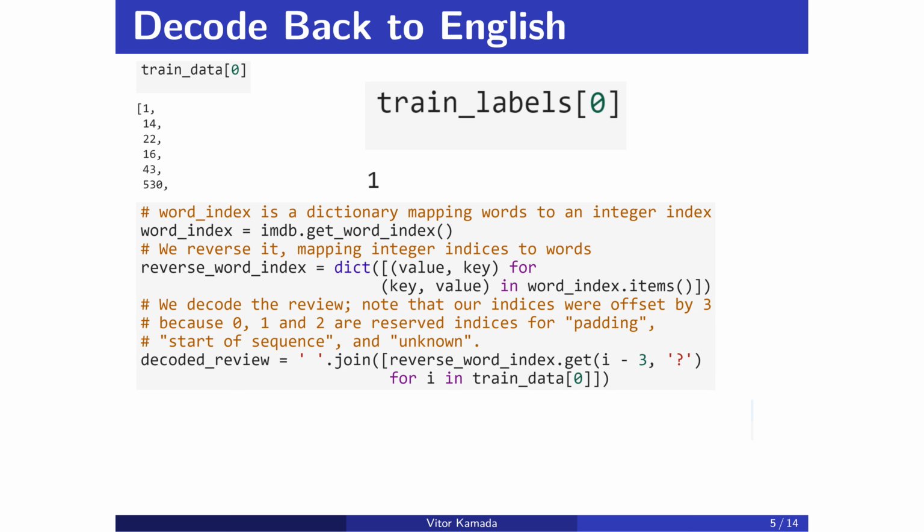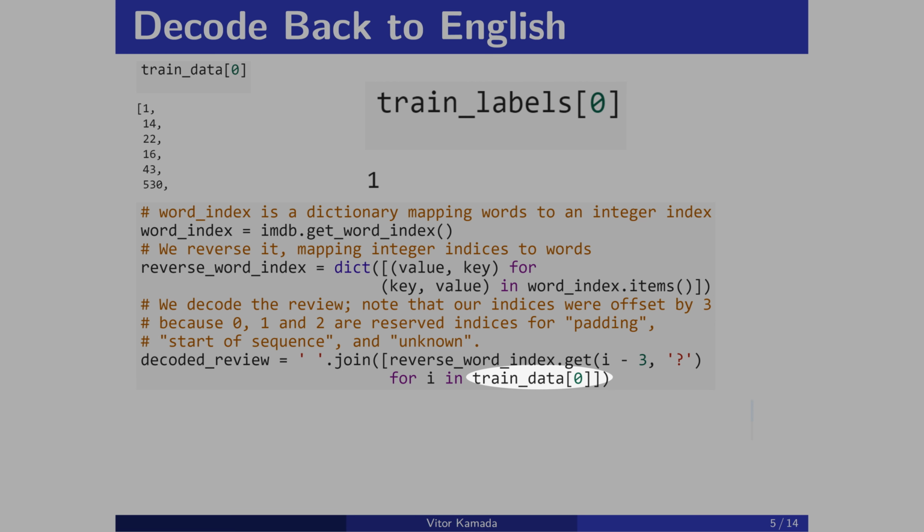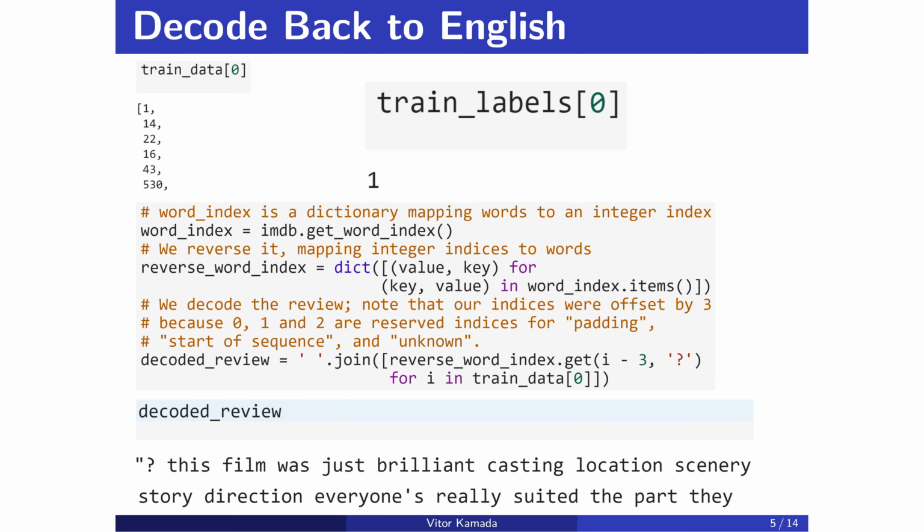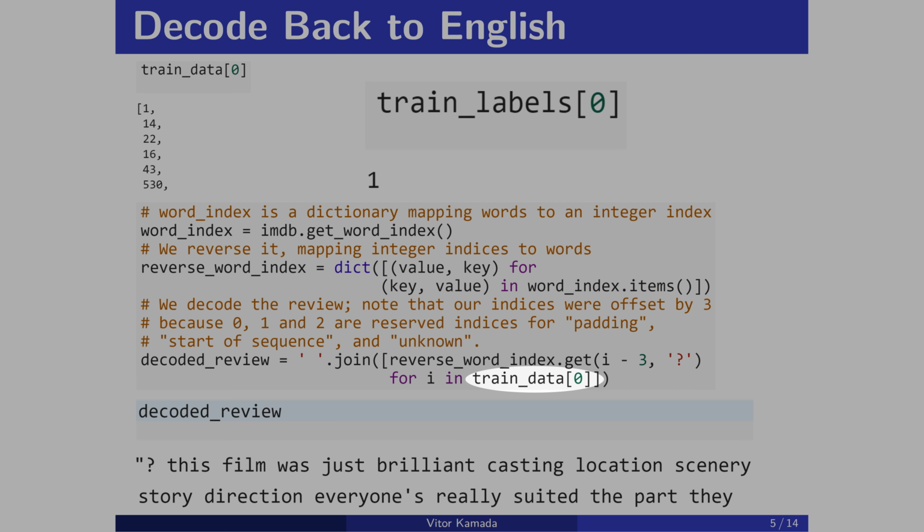Let's decode back the first observation of index 0. Remember, Python starts counting from 0, not 1. And here is the first review. This film was just brilliant, casting, location, scenario, and etc. If you want to read the other reviews, just go and change the index. You have more than 25,000 reviews in the training dataset.